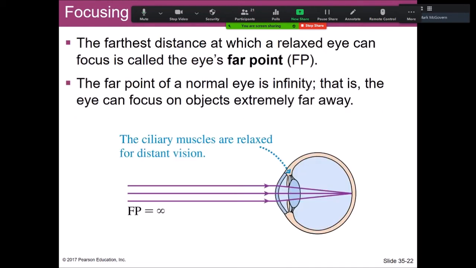All right, so the farthest distance that the eye can see we call the far point, or FP. And you can focus on objects that are extremely far away. In fact, there really is no normal limit to a person's far point.